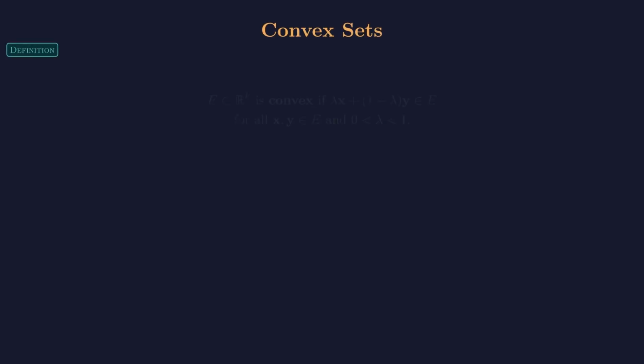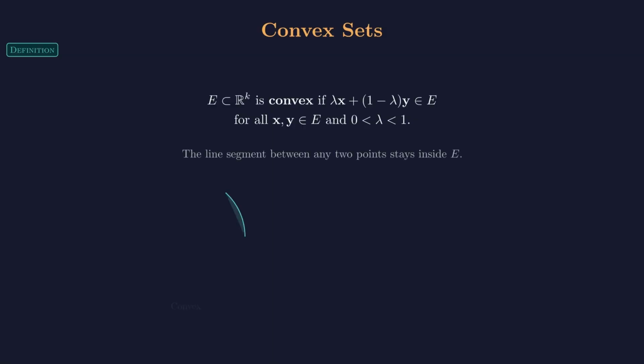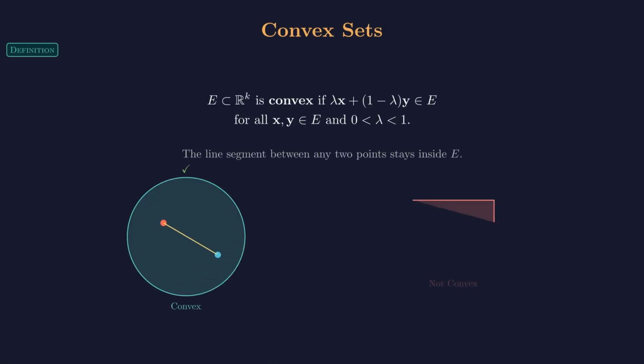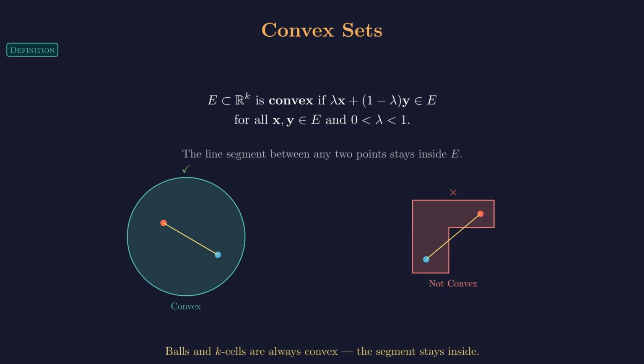A set is convex if the line segment between any 2 of its points stays entirely inside. The disk on the left is convex. The segment never escapes. The L shape on the right fails. Connect those 2 points and the segment exits the set. Balls in k-cells are always convex.